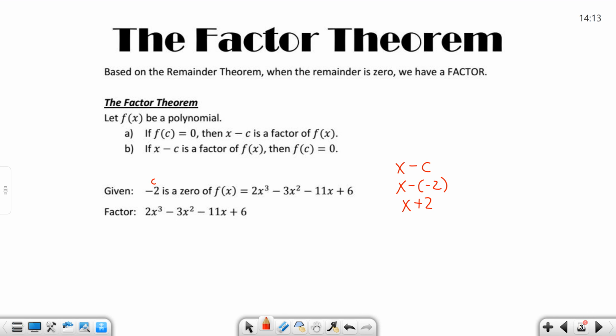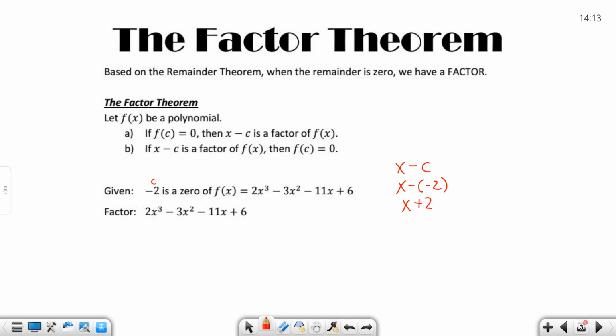But remember, when it's in the x minus c form, this means to do what? Change the sign. Anytime you have a negative in a formula, it means change the sign. It does not mean subtract. It means change the sign. So I won't show this x minus a negative 2 every time. I'm just going to remind you, change the sign. So it's x plus 2 that I'm dividing by.